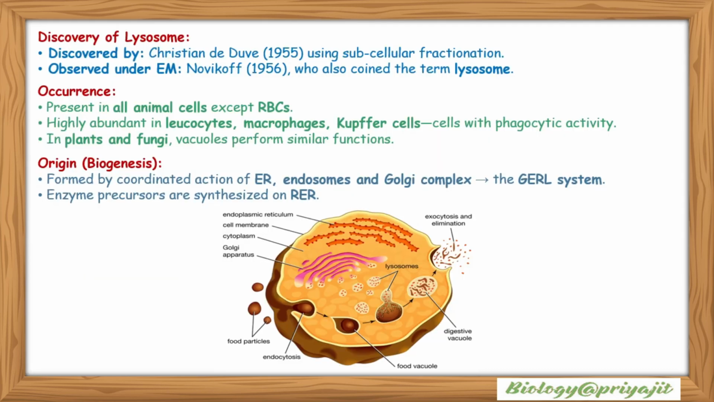Discovery of lysosome. It was discovered by Christian de Duve in 1955 using a subcellular fractionation technique. It was observed under the electron microscope by Novikoff in 1956, who also coined the term lysosome. Occurrence. Lysosome is present in all animal cells except RBCs. It is highly abundant in leukocytes, macrophages, Kupffer cells, that is cells with phagocytic activity. In plants and fungi, vacuoles perform similar functions.